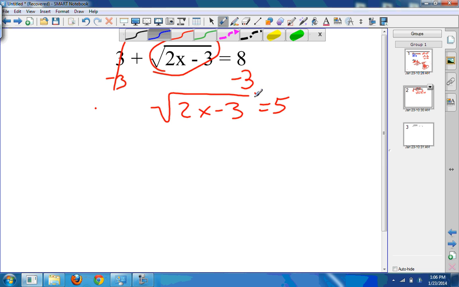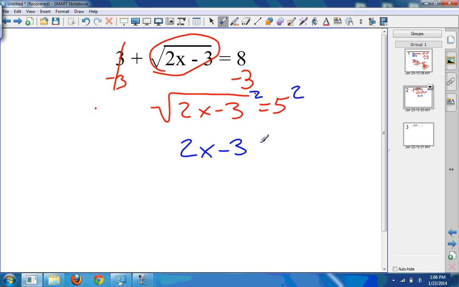So the square will cancel out the square root on the left side, and I'm just left with a 2x minus 3. On the right side, we know 5 squared is 25. Now this should be a problem that everyone should be able to solve. Just basic algebra, we need to solve for our variable x.